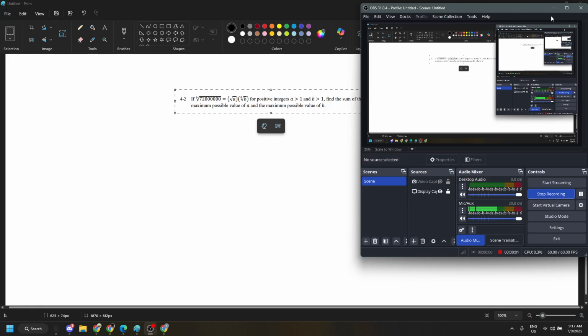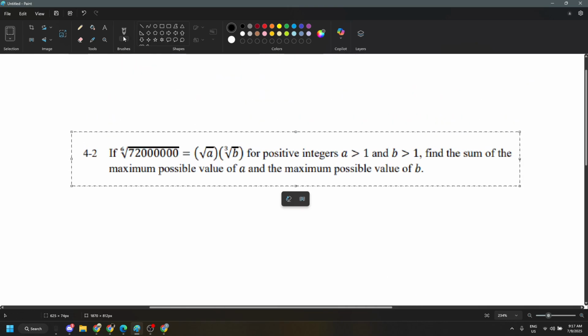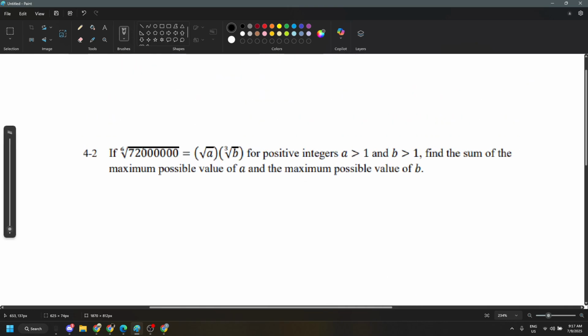Okay, so this is asking: if the sixth root of 7.2000000 equals the square root of a times the cube root of b, for positive integers a greater than 1 and b greater than 1, find the sum of the maximum value of a and the maximum possible value of b.